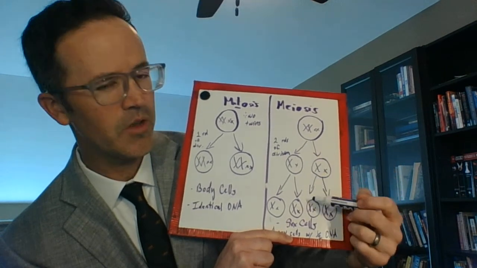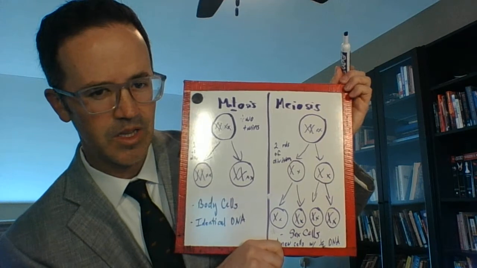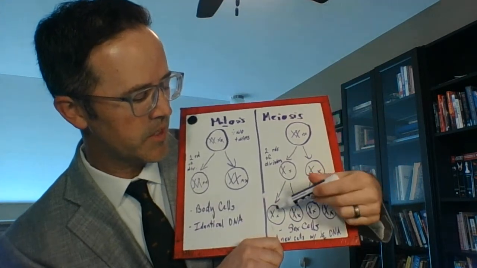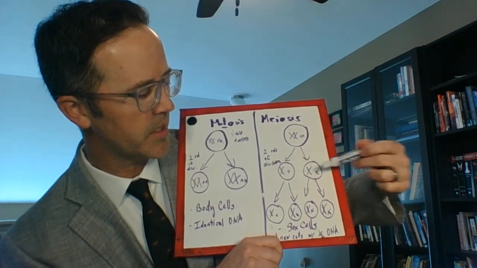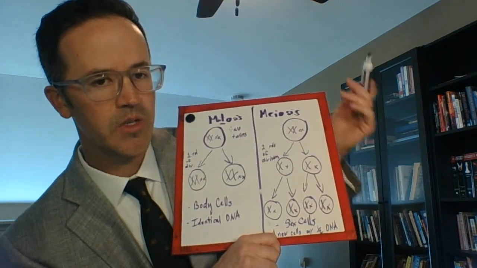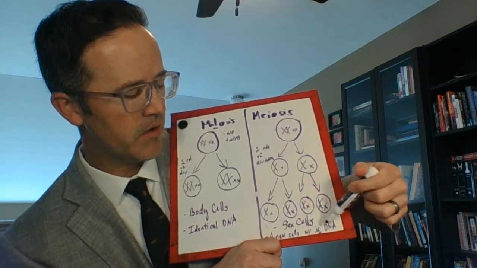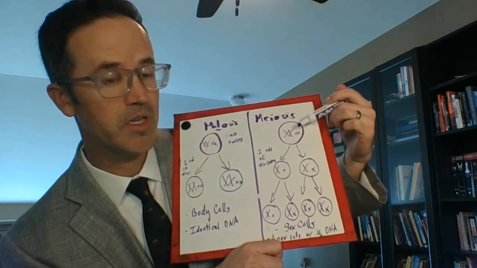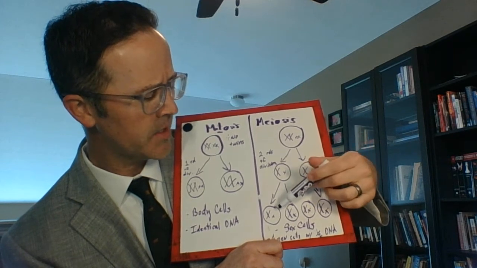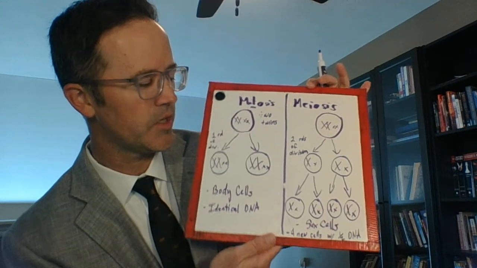Then they go through another round of division. In my opinion, this is a little bit less important, and there's less going on here because they basically end up looking like the cells that they came from up here. But that second round produces 4 new cells, and they all have half of the original parent DNA, and these are going to be sex cells that are used for reproduction.